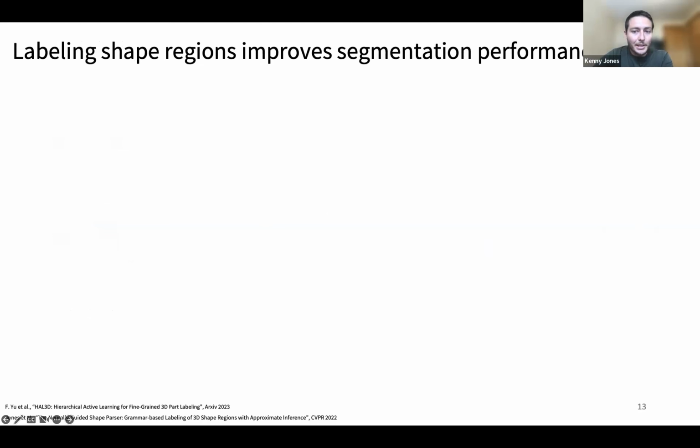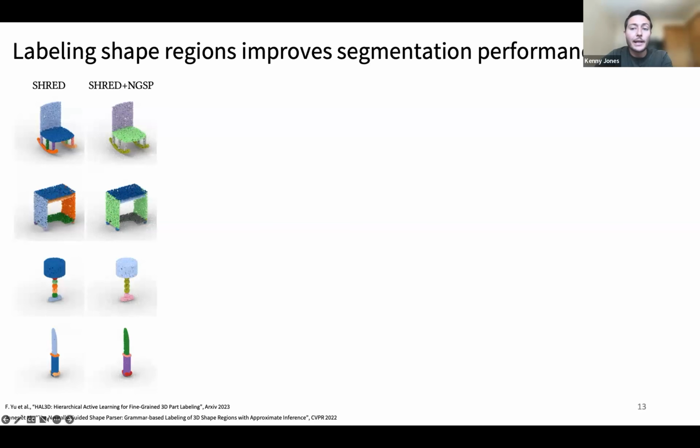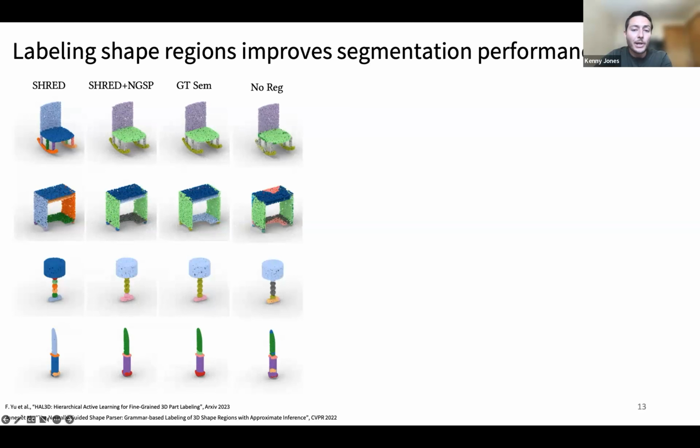So if we want to run NGSP over input shapes, we can first find a region decomposition using a method like Shred, and then we can use NGSP to find a high likelihood label assignment over the Shred-created regions. And comparing the predicted semantic segmentations to human annotations, we found that this two-step approach creates much improved predictions over using end-to-end networks that don't use shape regions, but instead try to find fine-grained semantic segmentations over shape atoms directly.